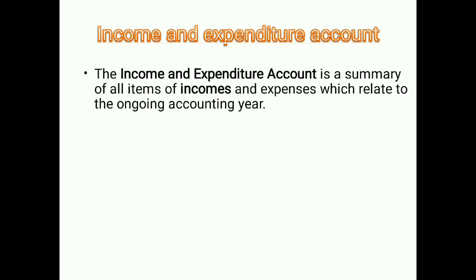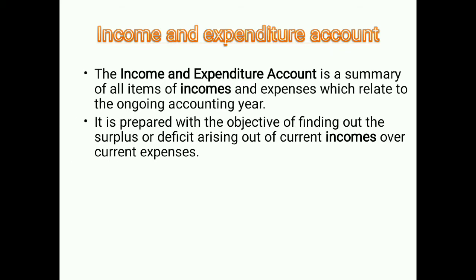So let's get started with what the income and expenditure account is. The income and expenditure account is a summary of all items of incomes and expenses which relate to the ongoing accounting year. Ongoing accounting year means the current year. It is prepared with the objective of finding out the surplus or deficit arising out of the current incomes over current expenses. The first line I told you: if your income is more than your expense, it will be surplus, and if your expenses are more than your income, it will be deficit.